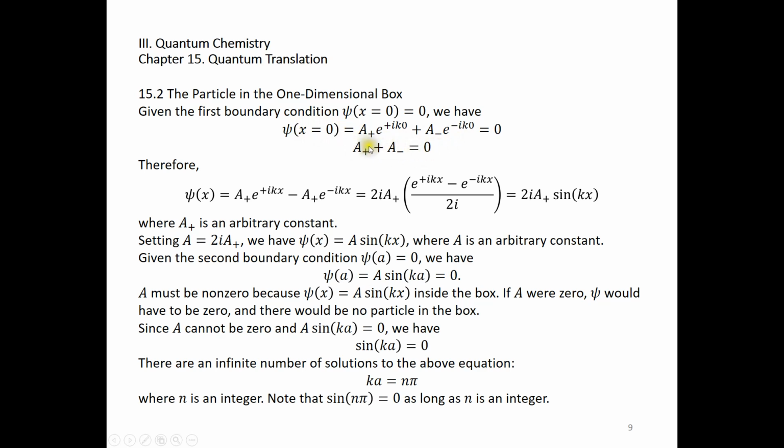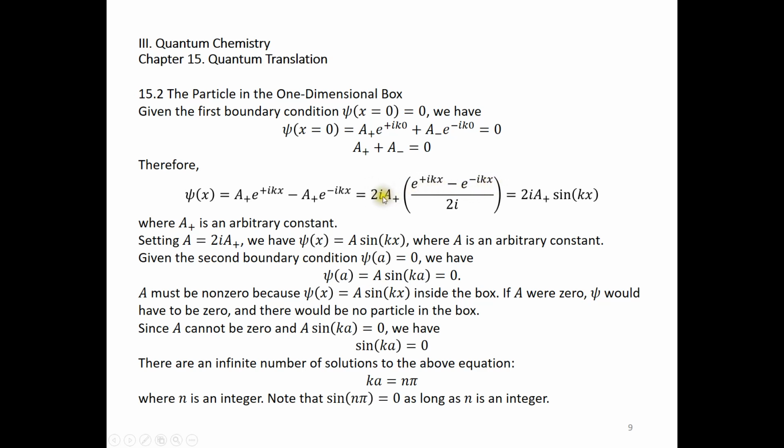These two are opposite to each other. Therefore, we can rewrite the wave function here. It's A plus times e to the power of positive ikx minus A plus times e to the power of negative ikx. Now we can see there's a common factor, A plus, so we have this A plus here, and then we have e to the power of ikx minus e to the power of negative ikx.